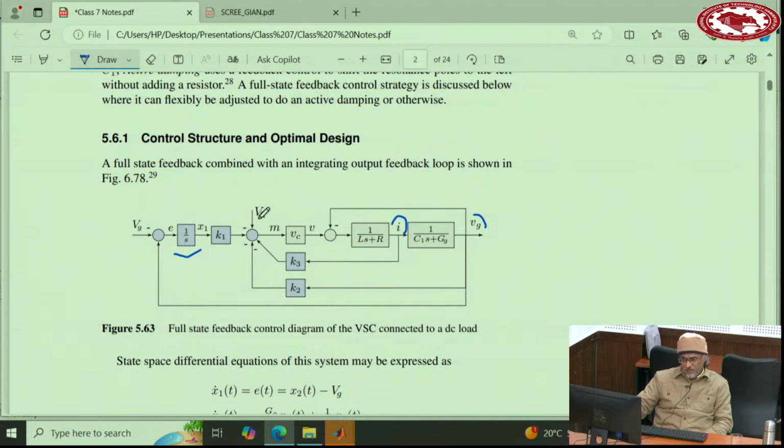And this VFF, feed forward, is for startup, and also for current limiting. You remember, both of them, you can merge them together.